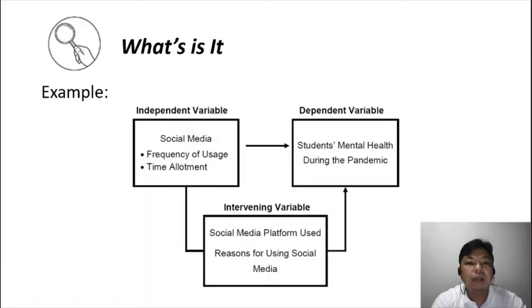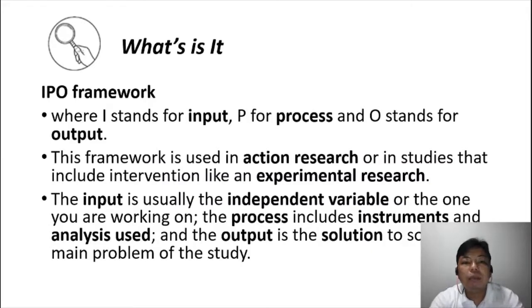Okay. Now, the third type of your framework is yung tinatawag natin na IPO framework. Now, ano ibig sabihin ng IPO framework? I stands for input, P for process, and O stands for output. Now, yung ating IVDV kanina, ginagamit natin yung usually in descriptive research, di ba? Descriptive research or non-experimental research. Yung IPO framework naman, ginagamit natin to usually in action research and experimental research.